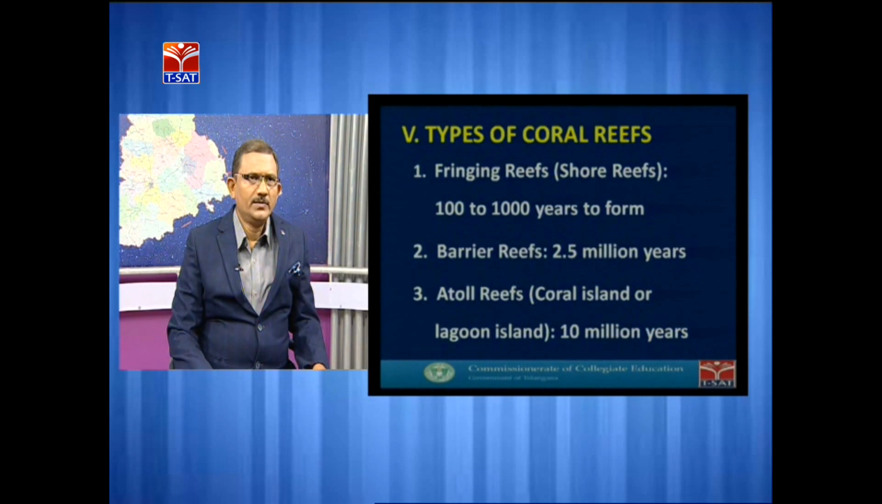Coming to the types of coral reefs, we have three types, namely fringing reefs, barrier reefs, and atoll reefs. Fringing reefs are also known as shore reefs. These reefs take about 100 to 1000 years to form, whereas barrier reefs take about 2.5 million years to form into full-fledged barrier reefs. Similarly, the atoll reefs, which are also known as coral islands or lagoon islands, take about 10 million years. So by these statistical facts, we can understand the coral reef formation is a very slow process.